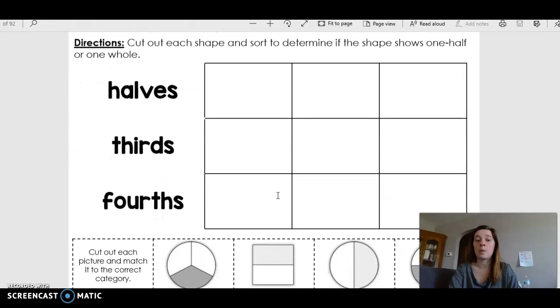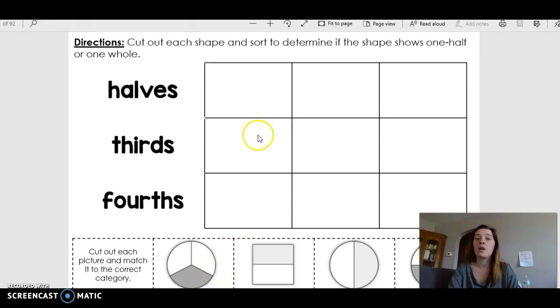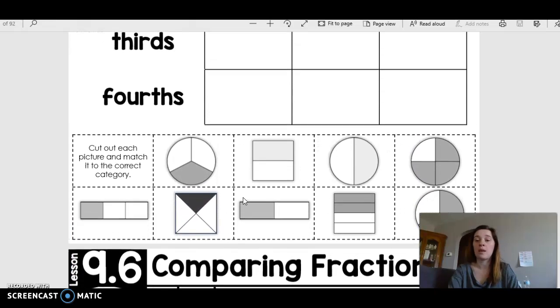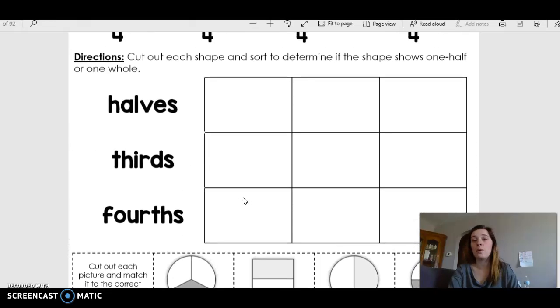And then we're going to do this part down here where we're going to cut out each shape along the bottom. And then we're going to put it where it goes, into halves, thirds, or fourths. Put it where it belongs. So here's all those shapes. You're going to cut them out, glue them on where they belong. These would be halves. These are going to be thirds. These are going to be fourths.